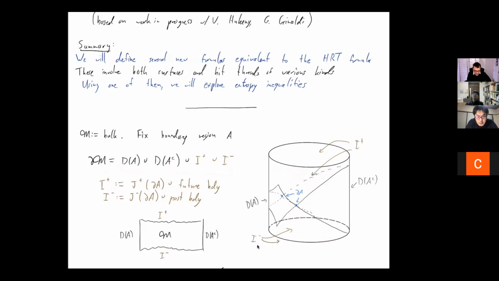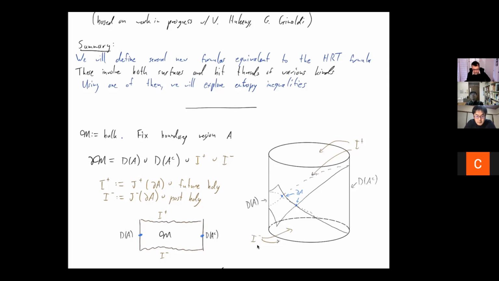And here's another cartoon because I'll be using two different cartoons. You can imagine M as being, for example, a multi-boundary wormhole or something like that. And then D of A, so let me actually just draw. A itself would be a time slice here, and A complement would be a time slice here. The domain of dependence in this setting would be one entire conformal boundary connected component. And the A complement would be another connected component. And then we would have the future singularity and the past singularity. So these are just two cartoons, but what I'm talking about is general.